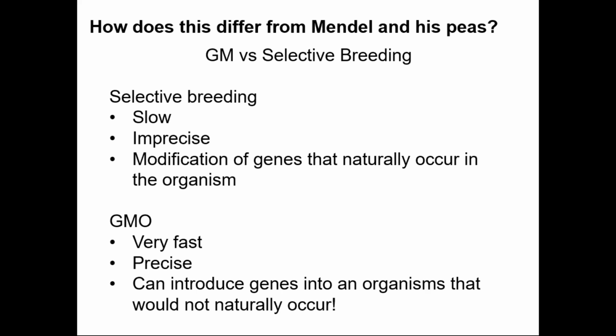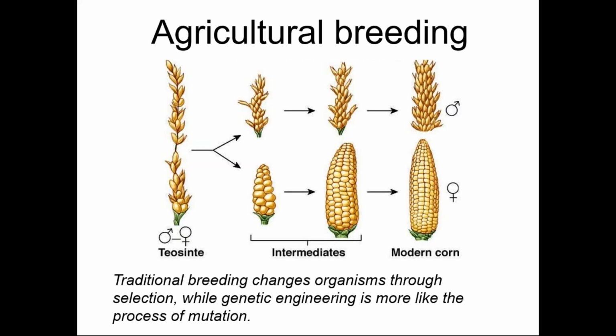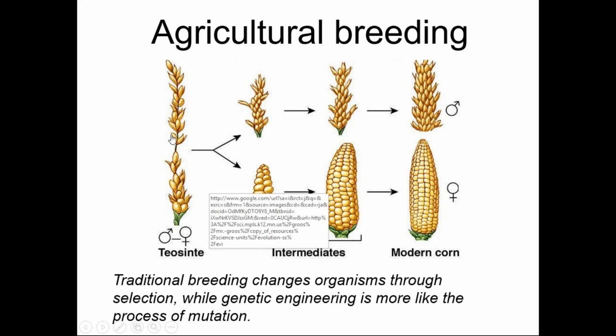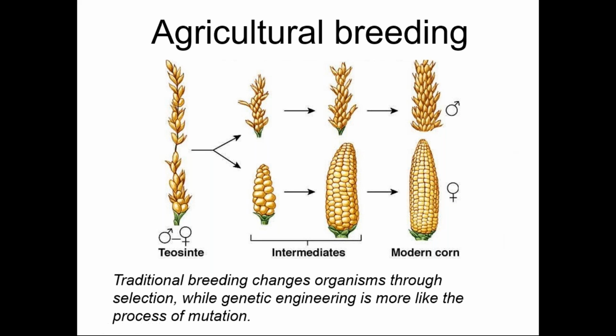It is very precise and targeted, and therefore it can introduce a gene into any organism that would not naturally occur. So you can transfer a gene from a bacterium into a plant, from a plant into a bacterium, from a bacterium into an animal, and so on. That is what a GMO is, and this is the difference between selective breeding and genetic engineering. In agricultural breeding, we do selection by breeding, and it takes several generations to select and get the plant of your choice.